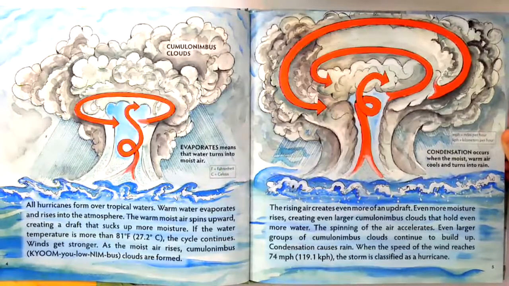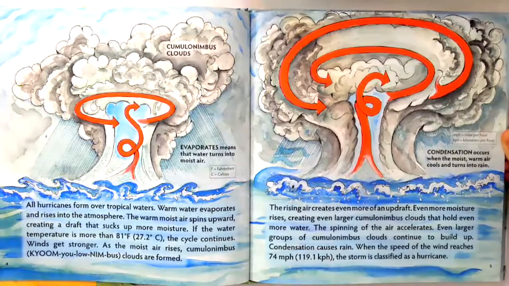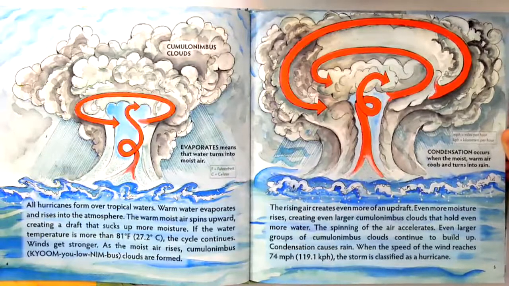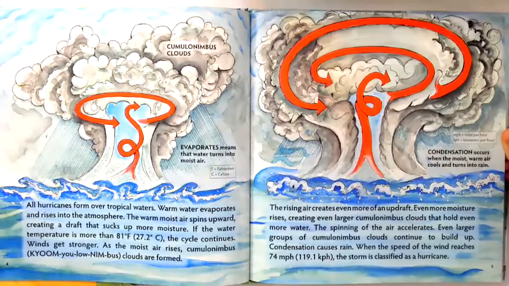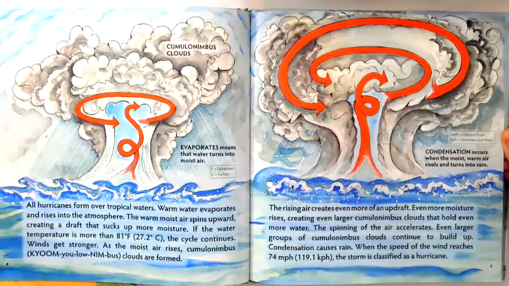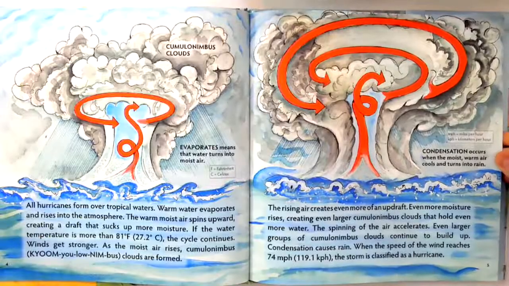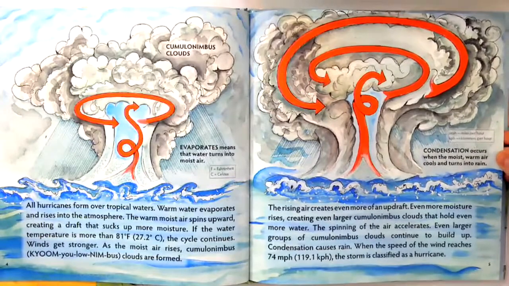Condensation causes rain. When the speed of the wind reaches 74 miles per hour, or 119.1 kilometers per hour, the storm is classified as a hurricane. Condensation occurs when the moist, warm air cools and turns into rain.